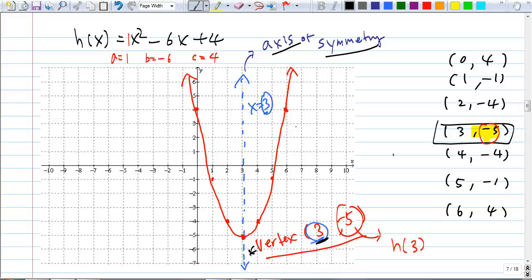Do you see how this blue line cuts this parabola in half, to the left and right of it? Now, what's then the equation of this axis of symmetry? Because when they ask for the axis of symmetry, they actually mean the equation of the axis of symmetry. What is the equation of this vertical line here? Chansu? X equals 3.